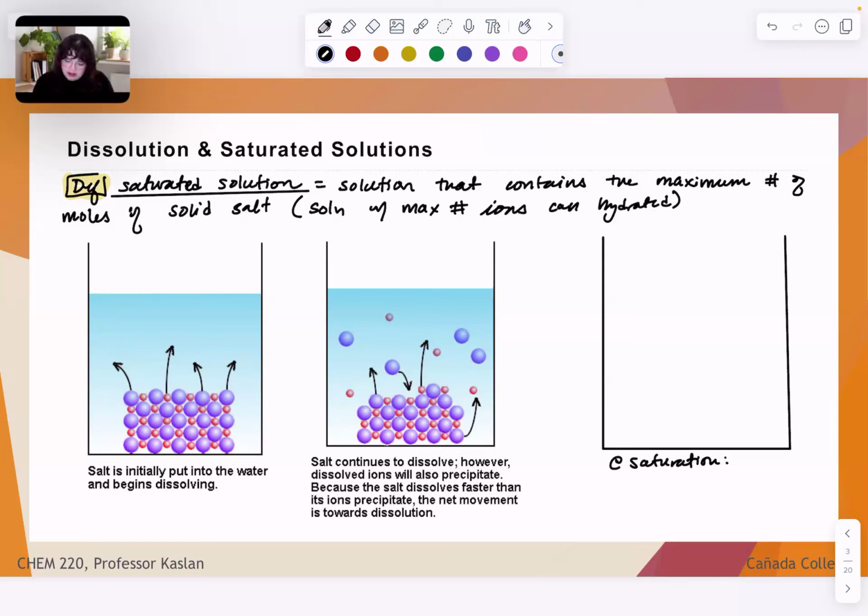So when we're talking about ionic equilibrium, we have two ends of the spectrum to think about. The end of that spectrum is going to be this idea of saturation. So let's go through conceptually and graphically what's going on when a salt begins to dissolve, and then what happens when we approach this idea of saturation.